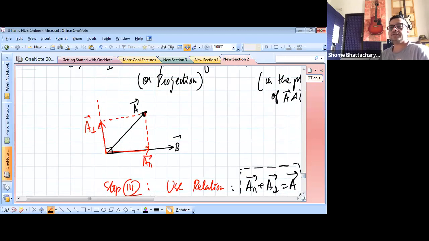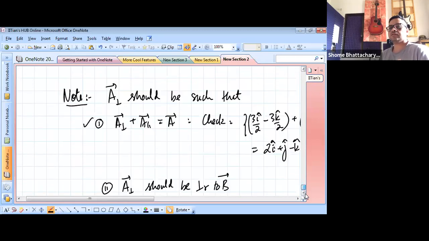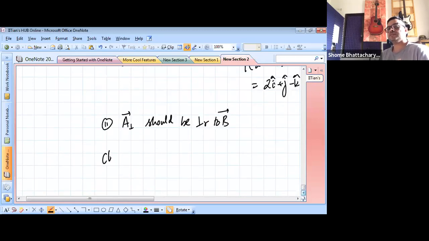This vector should be perpendicular to v. That was the condition. So let's just check that condition.